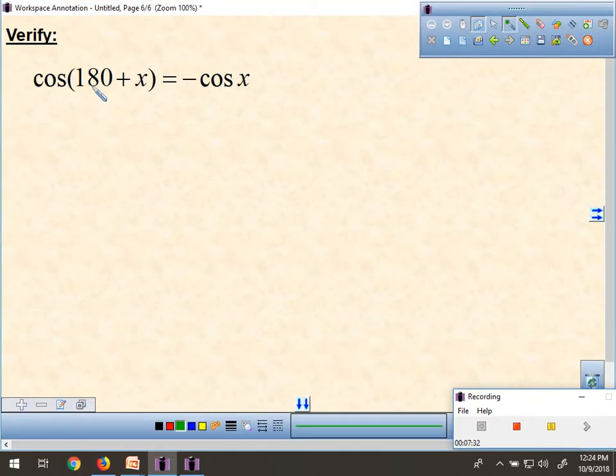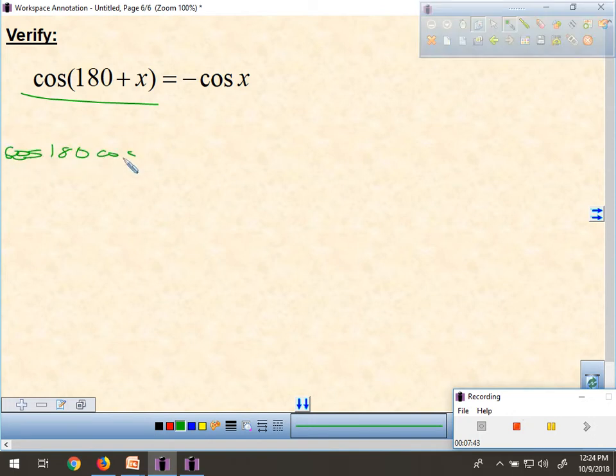Like, for example, if I wanted you to verify cosine of 180 plus x, what I would do is I'd use my sum and difference identity for cosine, which would be cosine, let me write it again, cosine of 180 cosine of x minus sine of 180 sine of x, not y, x. And you'd want to prove that that's equal to negative cosine of x.